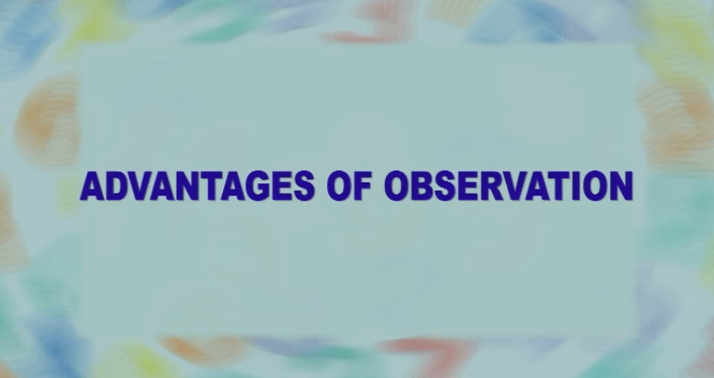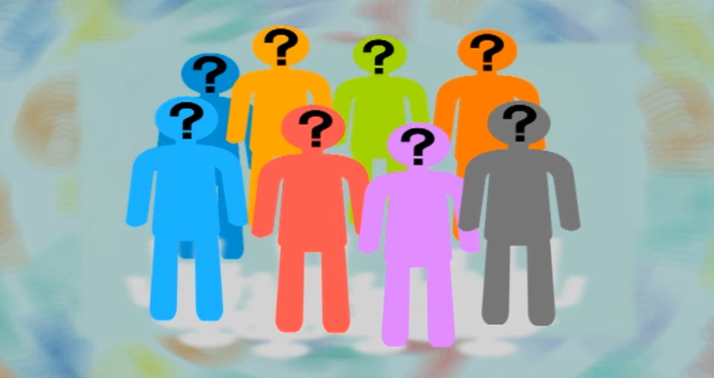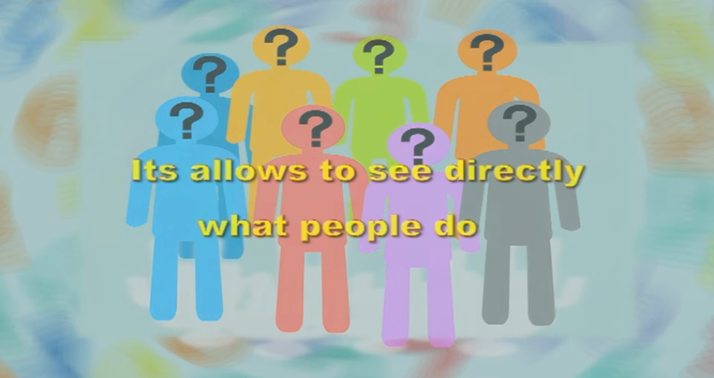We are able to collect data where and when an event or activity is occurring. The observation method does not rely on people's willingness or ability to provide information and allows you to directly see what people do rather than relying on what people say they did.